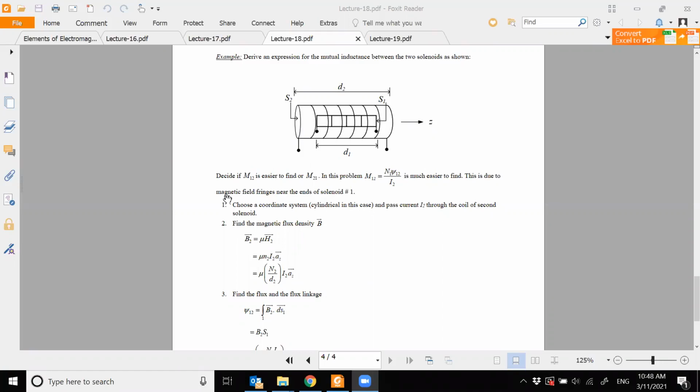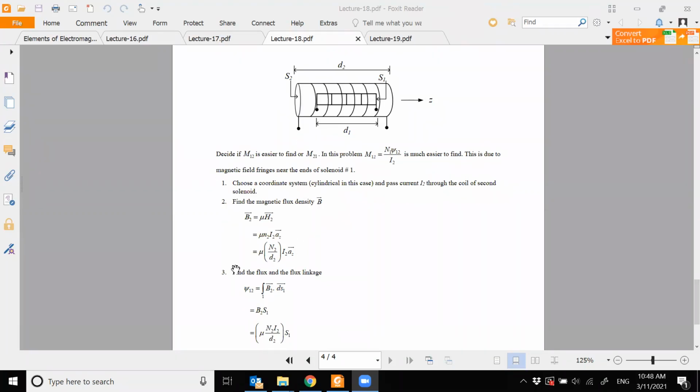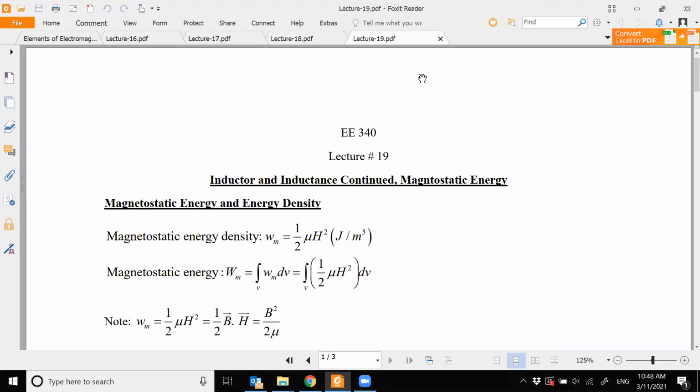Okay. So think about it. Why we used M12 and why we did not use M21. Think from the point of view of this magnetic flux density expression that we used, and you should be able to get it, because this is the expression which is valid only within the core of the solenoid. We are ignoring the field fringes. So field fringes are ignored. So think from that point of view, you will get it.